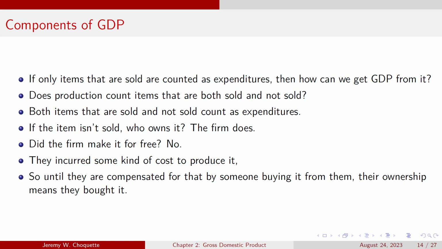If the item is sold, right, it's a consumer good, it adds to consumption. If the item isn't sold, who owns it? Well, the firm does. Because, see, the firm didn't make it for free. They incurred some kind of cost to produce it, and they're also going to face some kind of cost to store it. So until they're compensated for that by somebody who wants to buy it from them, their ownership of it means that they bought it. So you make something, you don't sell it, it's treated as if you bought it. So that would add to investment, not consumption.